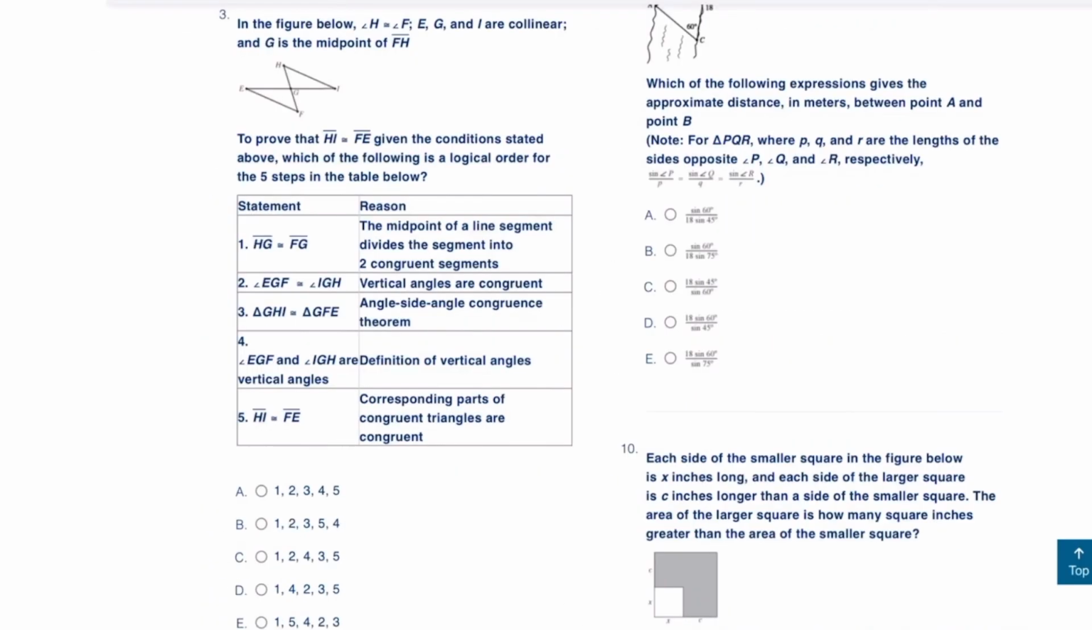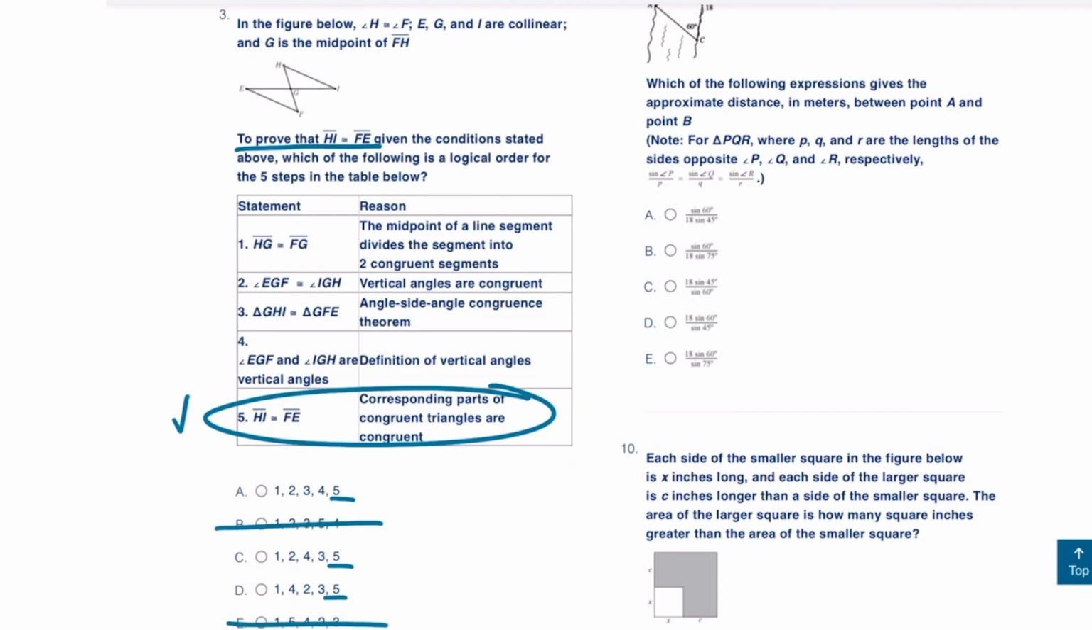Number 3 is an example of a proof. They give us our statements and reasons, and we have to put them in order. So first of all, you always want to end with what you're trying to prove. So we want to end with 5, so I'm going to go ahead and eliminate B and E. After that, I notice you want to start with whatever you're given, which is the midpoint. All right, so that gives us our equivalent sides.